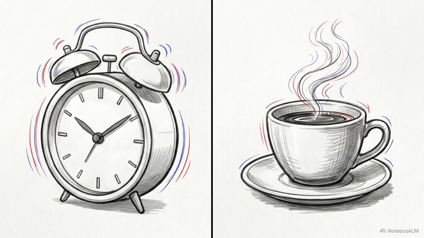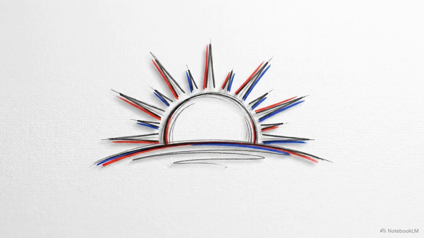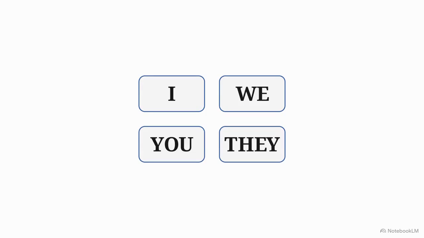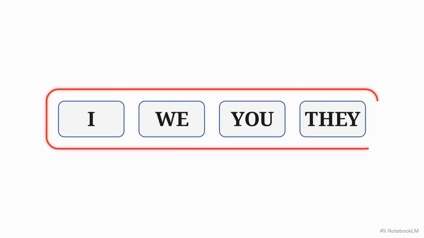To talk about the things we do every day, our recurring habits or facts that are universally true, we rely on the simple present tense. Nailing this tense comes down to understanding 4 specific sentence structures: positive, negative, interrogative, and WH questions. The easiest place to start is with the subjects I, we, you, and they.